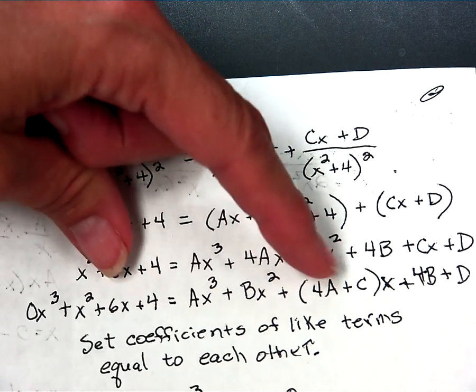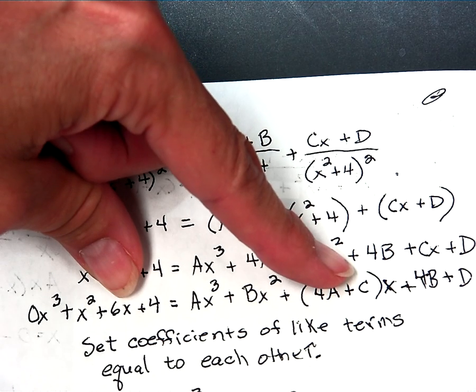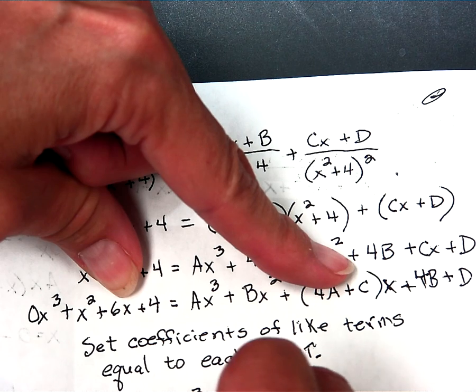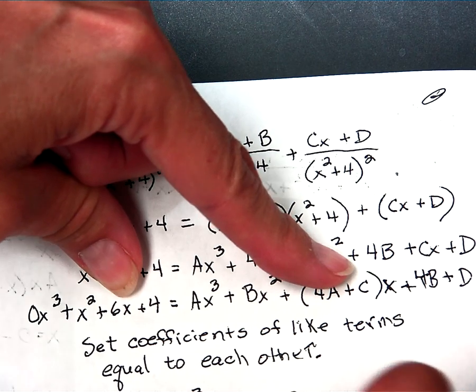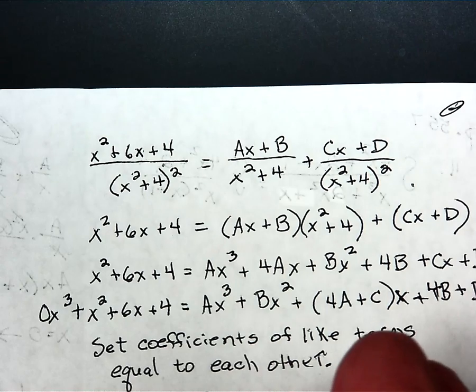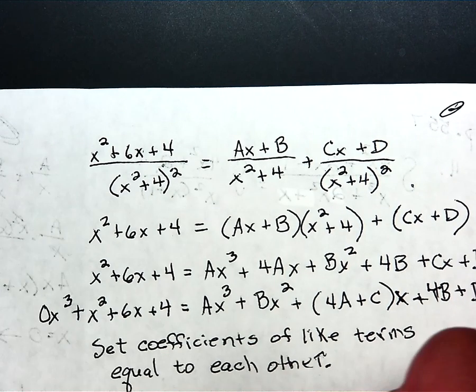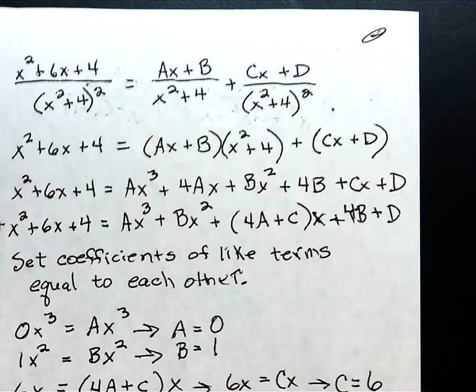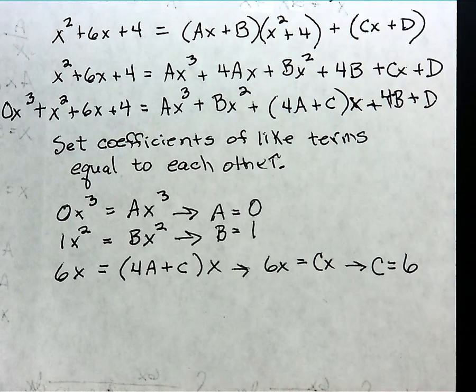If I set the coefficients of x equal to each other, 6x equals 4a plus c x. But I know what a is. A is 0, right? So 6x equals, that would just be cx. So what's c? 3 down, 1 to go.